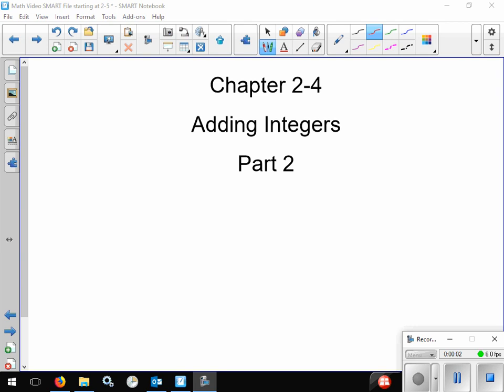Okay, in this video, we are still adding integers. Of course, you start with the St. James heading at the top. So pause the video, write the St. James heading at the top, and then write Chapter 2, Section 4. Then you write adding integers underneath, and then Part 2. We're doing a Part 2 video, so if you're looking for Part 1, you're in the wrong video. So pay attention, okay? We are on Part 2, and we're still adding integers.